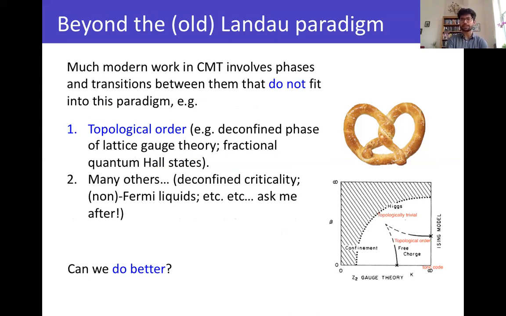So for example, topological order. It turns out there are many phases of matter that are not distinguished by local order parameters. Everything I said previously, you could look at the spin operator or some sort of local order parameter to distinguish different phases, but there are phases of matter that do not behave in this way. An example of these are topological phases of matter. For example, the fractional quantum Hall states are things that exist in real life that are not distinguished by a local order parameter. I'm going to discuss those things in this talk.